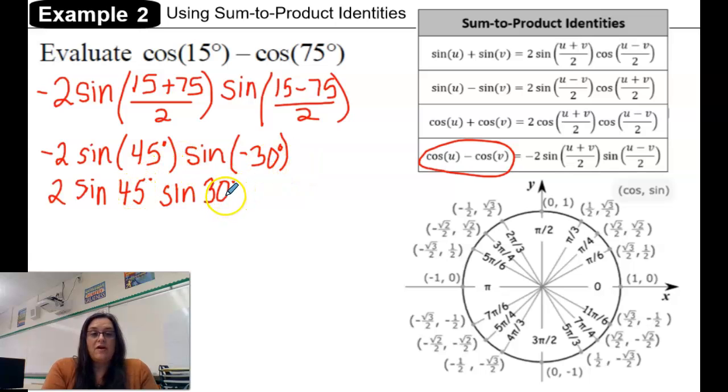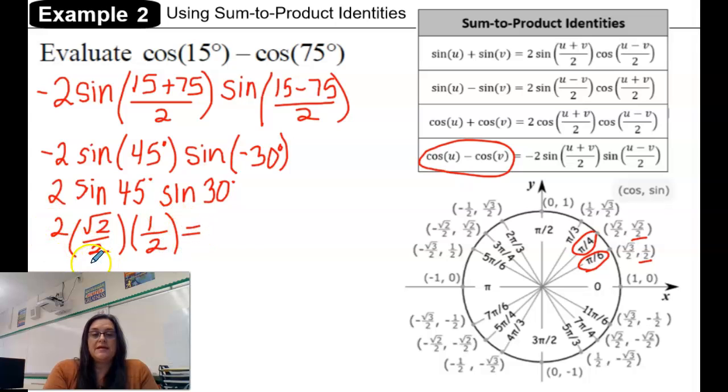45 and 30 are special angles on the unit circle. So 45 degrees is at pi over 4 radians. The sine is the y coordinate at that angle, which is the square root of 2 over 2. So we're going to substitute square root of 2 over 2 for the sine of 45 degrees. 30 degrees is pi over 6 on the unit circle, and the sine is the y coordinate, which is 1/2.